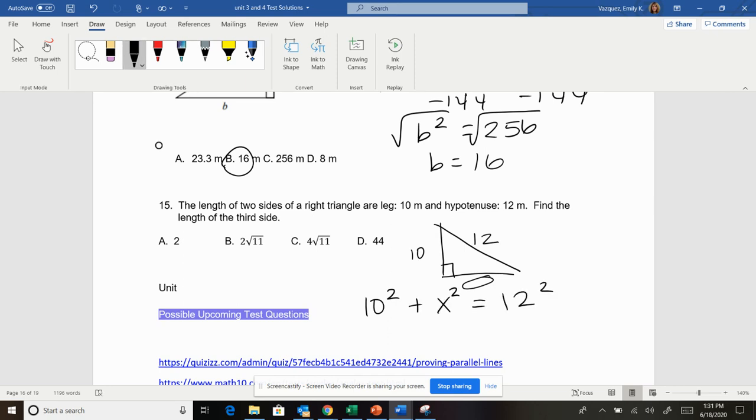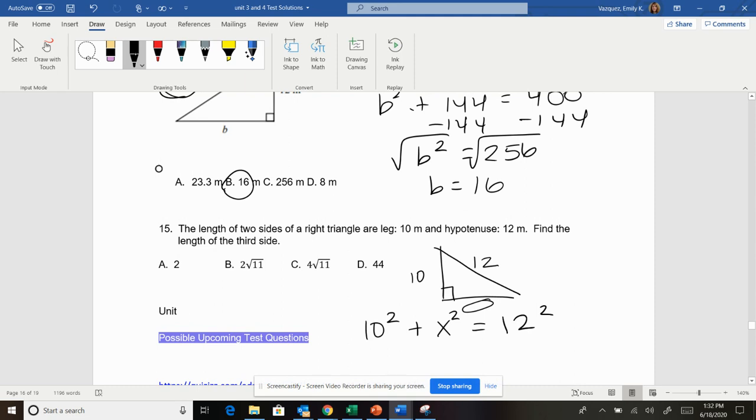And the only thing you have to make sure is that you put your hypotenuse, set it equal to that, okay? So then I have 100 plus x squared equals 144. I'm going to subtract 100 on both sides, and I'm going to get 44. Then I'm going to square root that.